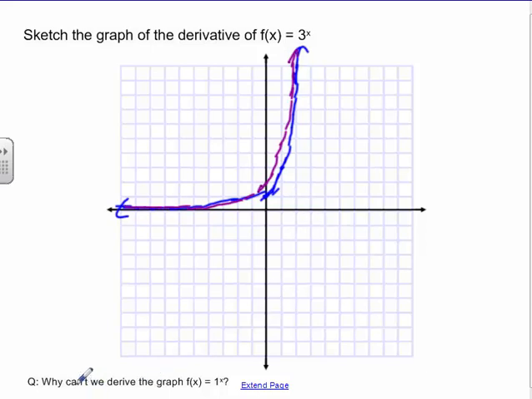Okay. One more thought. I just have a little question down here. Why can't you derive the graph of 1 to the x? And hopefully you'll know that 1 to the x is literally a straight line across here, right? Because 1 times 1 times 1 times 1 times 1 is always 1. So it doesn't really help all that much, right?